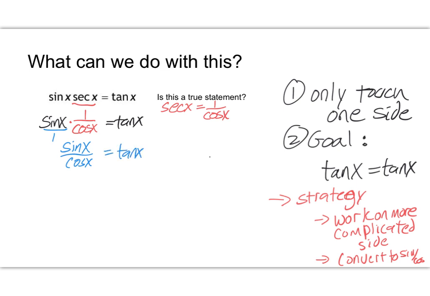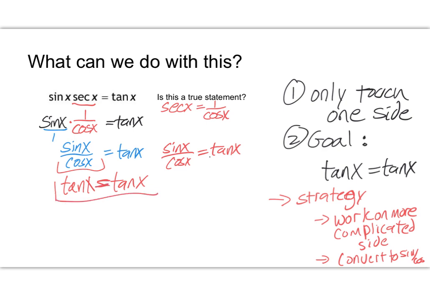And I'm going to use my second relationship here, which is that I know that sine x over cosine of x is a thing. That's equal to tangent of x. Because of that, I'm going to substitute that in. And we've got tangent of x is equal to tangent of x. The fact that we got both of these to be the same exact thing is the goal here. So this would be considered a successful identity.